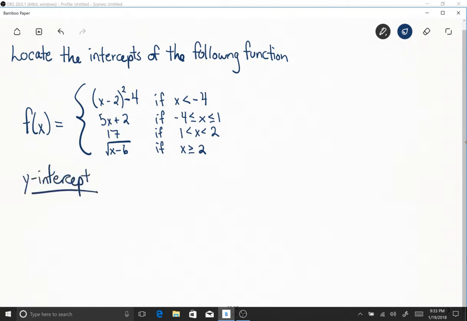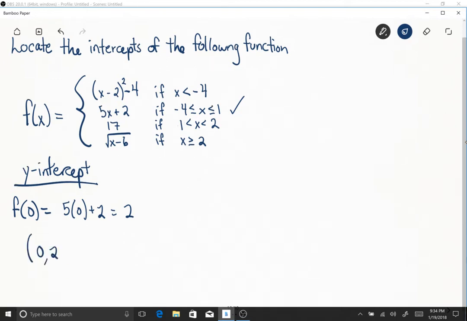And why is that easy? Well, because all that is just f of 0. So you plug in 0, that's it, done. When we plug in 0, notice which case that falls under. That falls under our second scenario, it's between -4 and 1. So we have 5 times 0 plus 2. Notice that equals 2. So our y-intercept is located at the point (0, 2).